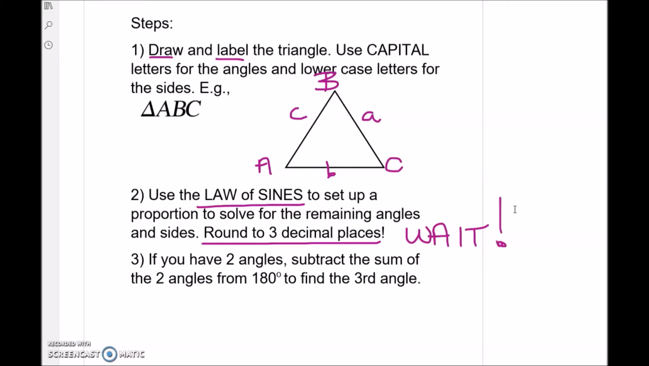You'll probably remember that from doing right triangles, that you don't round at the beginning and then use that rounded answer throughout the rest of your problem. Just leave it in your calculator until you're completely finished with the calculations. And then the third part, which sounds pretty simple, but people forget it, is that, of course, if you have 2 angles, you can subtract the sum of those 2 angles from 180 degrees to easily find the third angle.